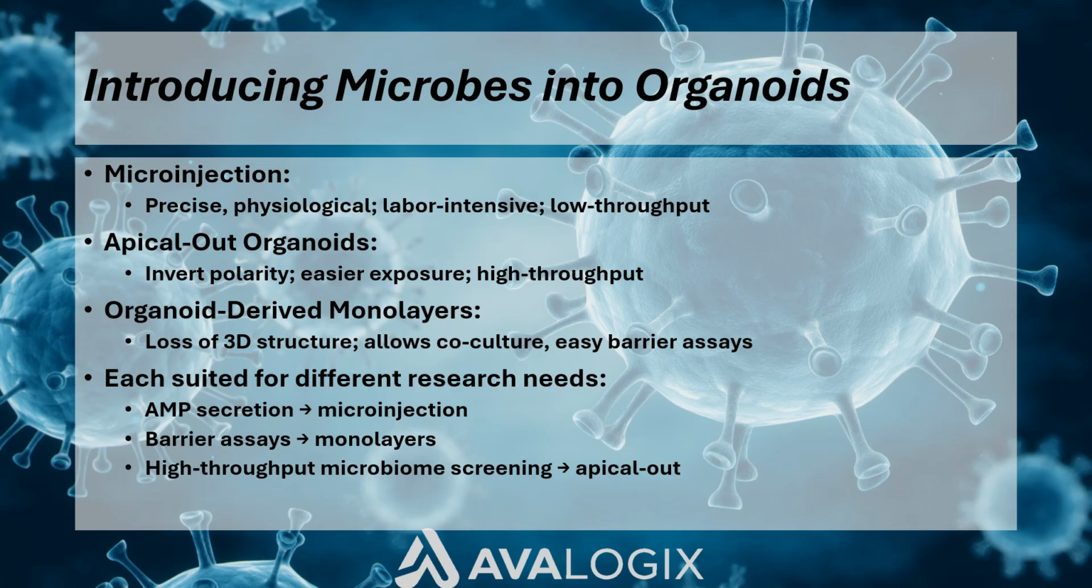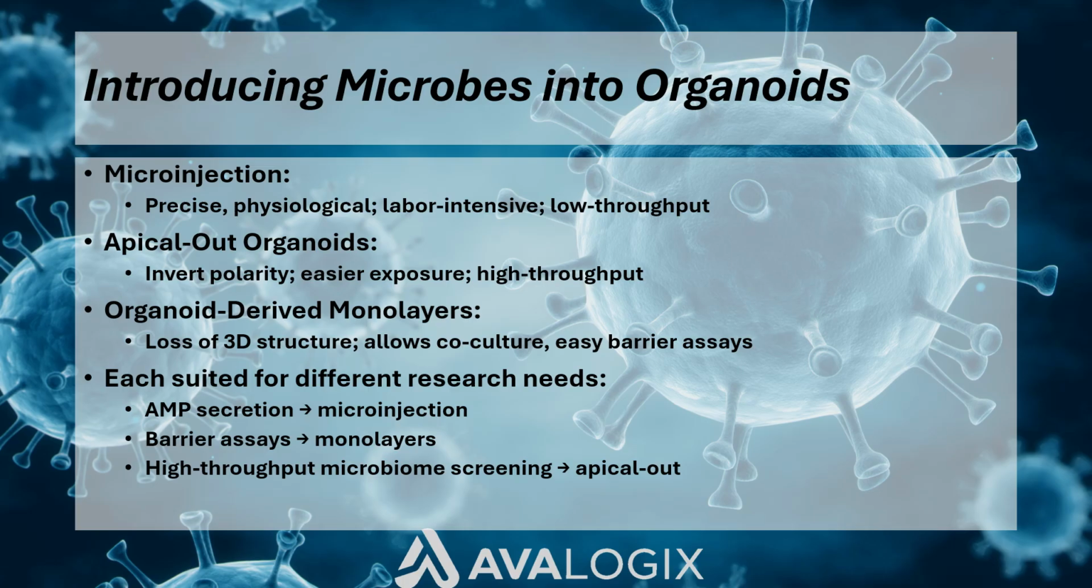Method 2. Apical out organoids. Scientists have figured out how to reverse the polarity of organoids so that the apical, lumen-facing, side is on the outside. This can be done by disrupting the extracellular matrix and letting the organoids reorient in suspension. Once they flip, you can simply add microbes to the culture medium and they'll interact directly with the epithelial surface. No microinjection needed. This makes experiments much easier and higher throughput.